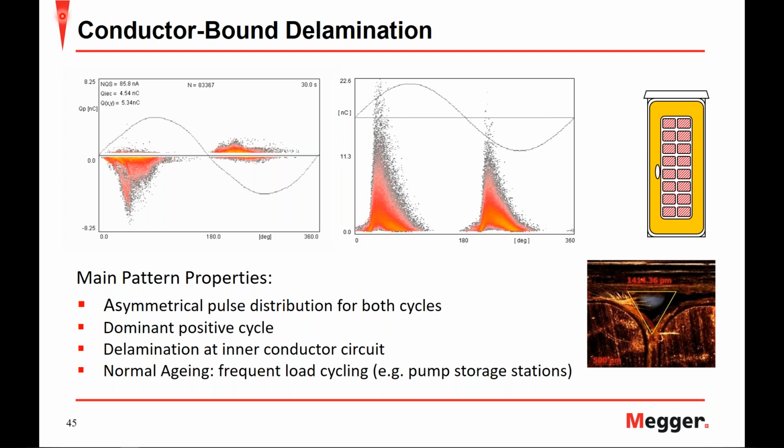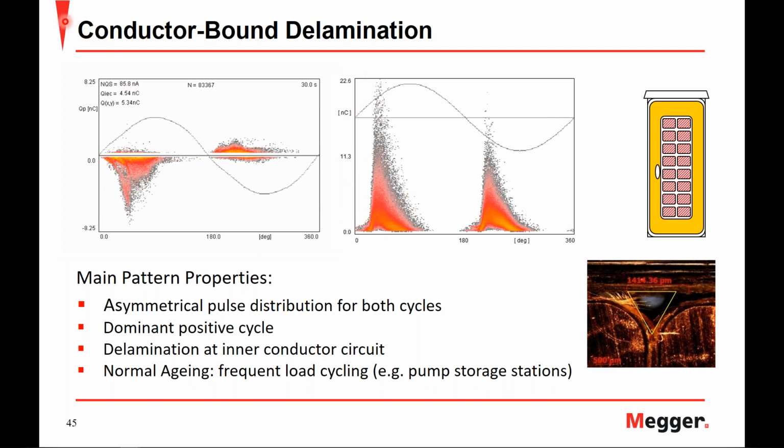Next, we have conductor-bound delaminations that are typically caused by frequent load cycling and can cause high stress in the contact area. This can produce localized heating and result in hot spots, and otherwise can lead to turn-to-turn failures. Looking at the phase-resolved partial discharge pattern, we can see an asymmetric pulse distribution on both cycles that is dominant in the positive cycles. Looking at the applied voltage, we can see that the pattern is dominant on both examples in the positive cycle.